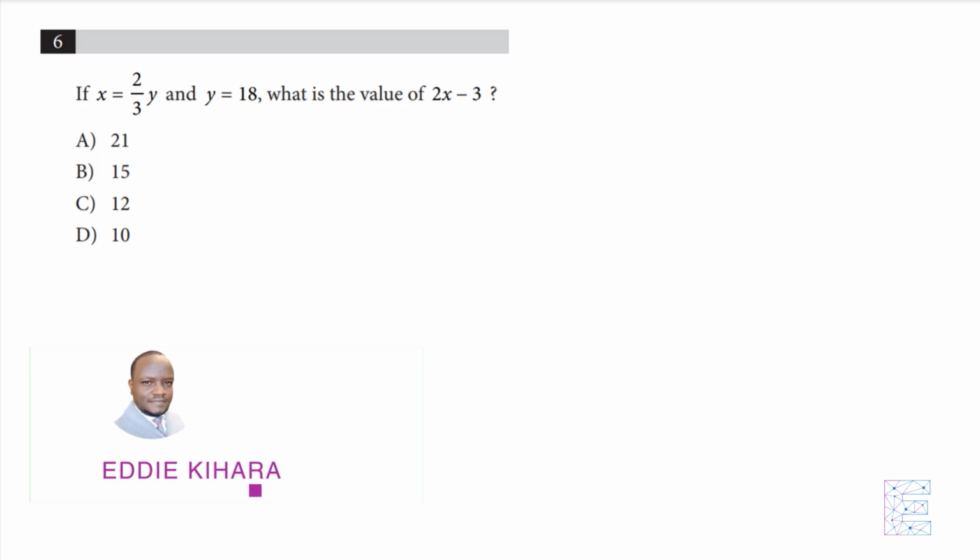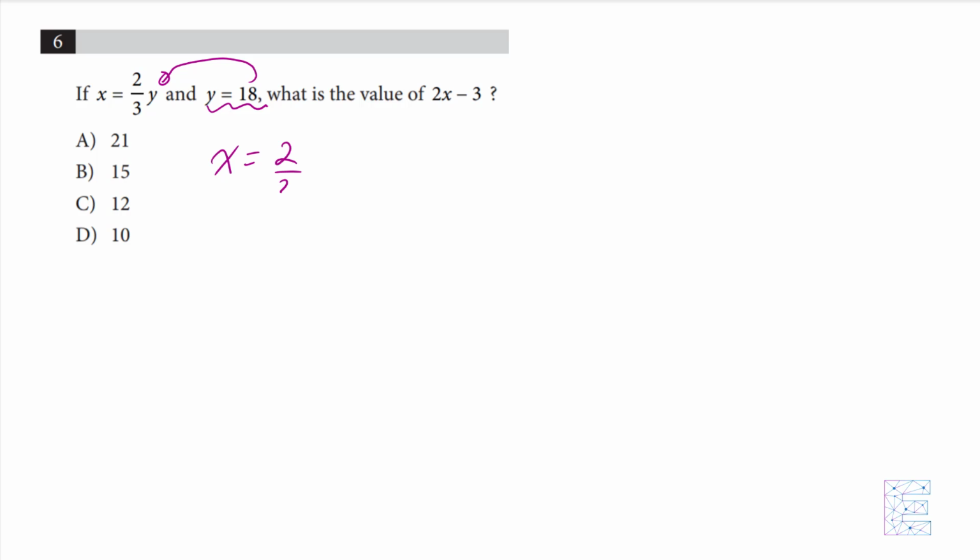If x equals 2 over 3y and y equals 18, what is the value of 2x minus 3? So to solve for this, we're going to need to use a lot of plug and chug. We are given the value of y as 18, so we can take that 18 and plug it in here. So x equals 2 over 3 times 18.